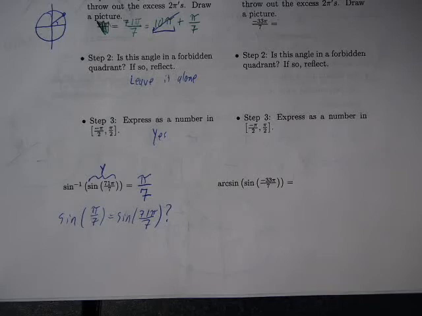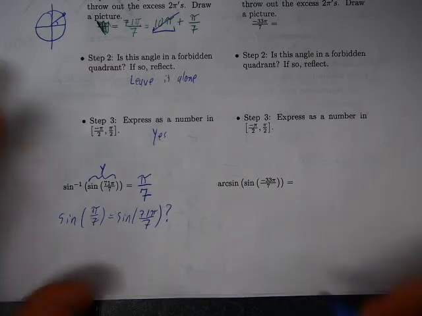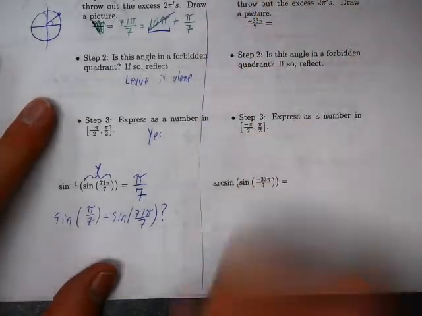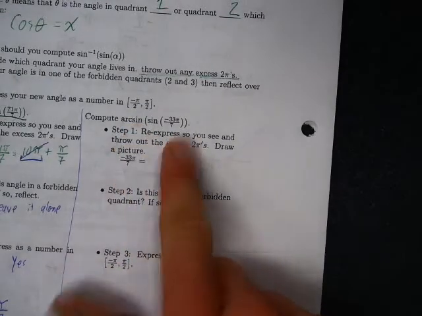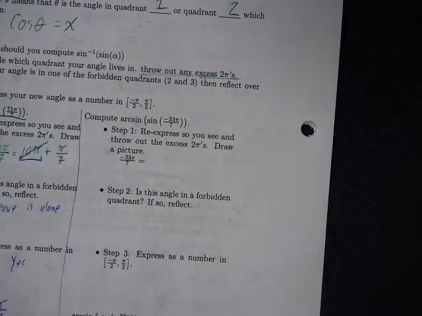Is pi over 7 in the right range to be an inverse sine output? Yeah, so it satisfies all of the conditions. Let's do it again, and then we'll do the same thing for cosine. Let's try to compute the inverse sine of the sine of negative 33 pi over 7.